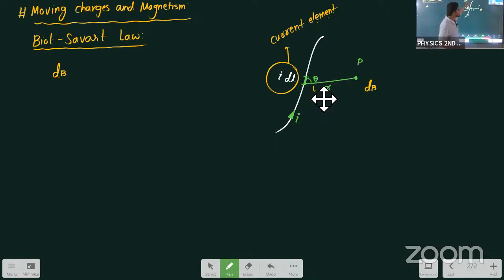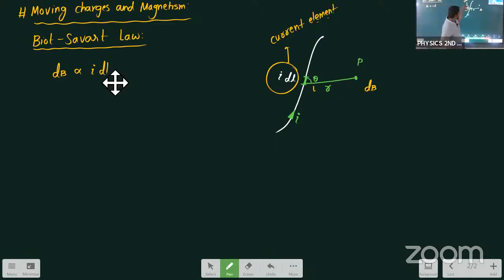If I am increasing the amount of current from 1 ampere to 5 amperes, definitely the amount of magnetic field created at this particular point increases. Instead of 5 amperes, if I am increasing the current to 10 amperes, the magnetic field at this point will increase further. So he said that the magnetic field created at point P is directly proportional to the current element idl.